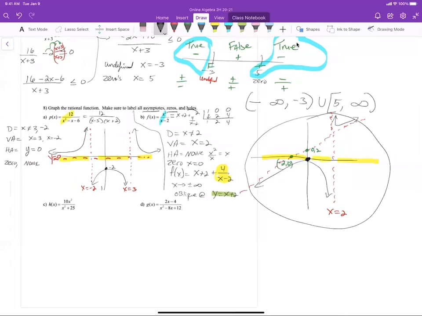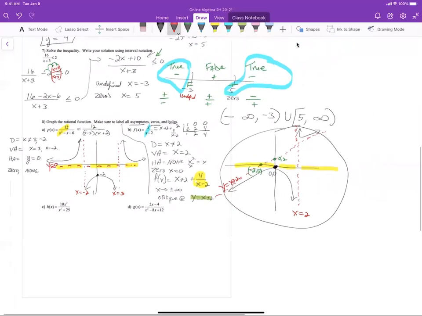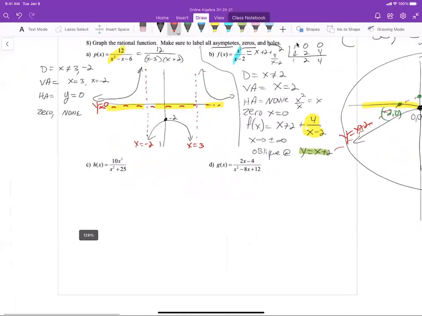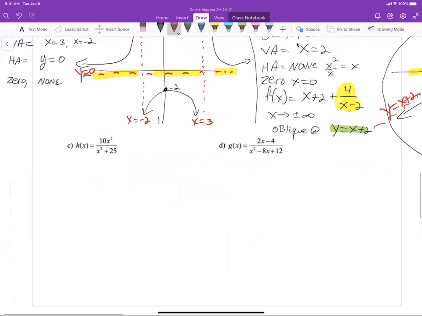Okay. And so all you have to label is my zeros. You have to label the obliques. So we probably should have written y equals x plus 2. And I've labeled my vertical asymptote x equals 2. That's all you have to label. All right, let's see if we can keep it in the box here.